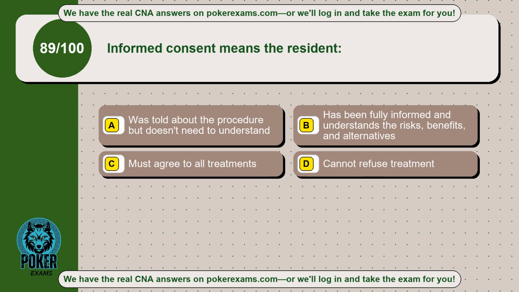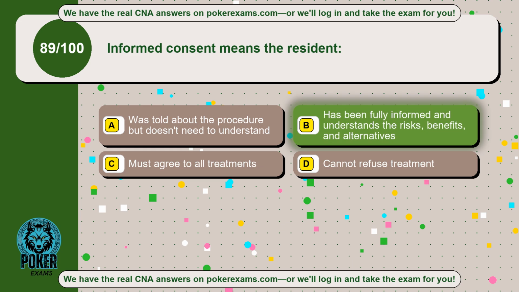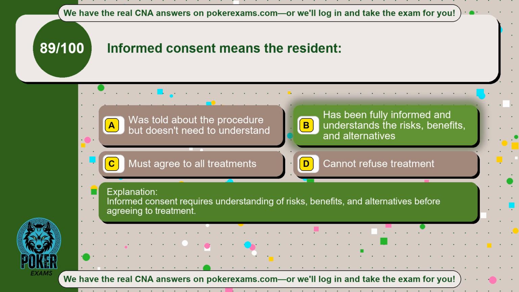Question 89. Informed consent means the resident: Option A, was told about the procedure but doesn't need to understand. Option B, has been fully informed and understands the risks, benefits, and alternatives. Option C, must agree to all treatments. Option D, cannot refuse treatment. The correct answer is option B. Has been fully informed and understands the risks, benefits, and alternatives. Informed consent requires understanding of risks, benefits, and alternatives before agreeing to treatment.